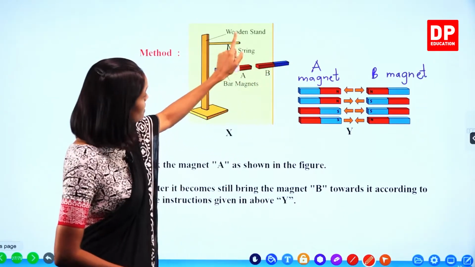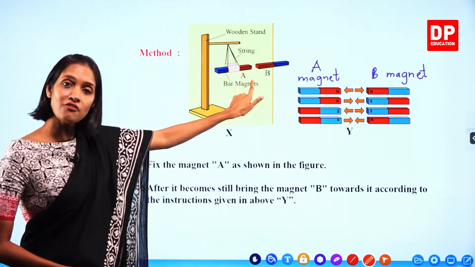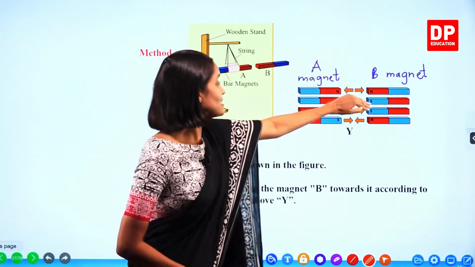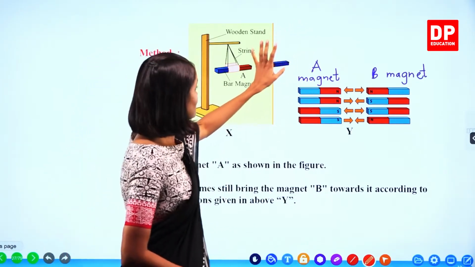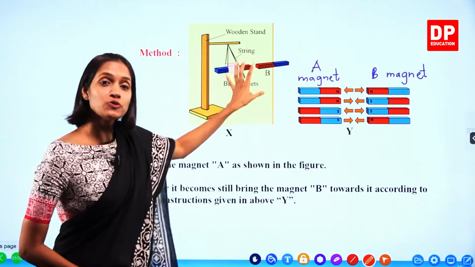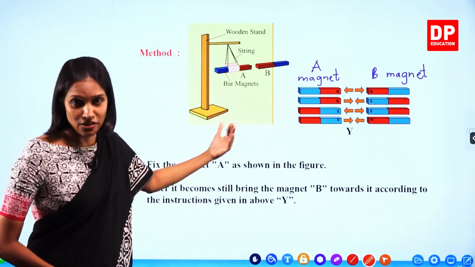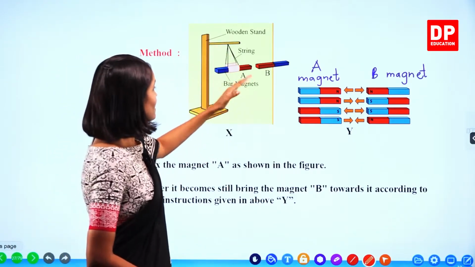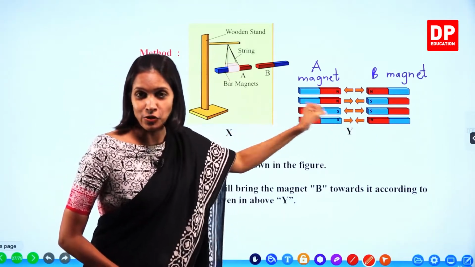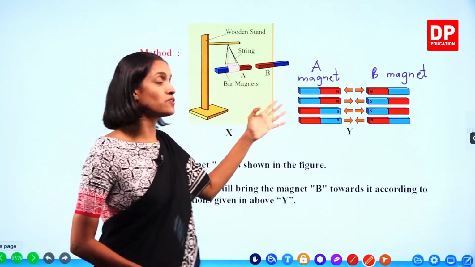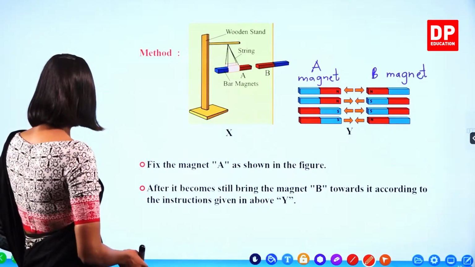What happens when we bring the south pole of the B magnet towards the north pole of A magnet? What happened, children? They attract towards each other, right? And then again, two blue sides or two south sides brought towards each other. What happened? Then again they repelled. Again, the opposite south and north poles brought together, they again attract towards each other. So this is what we observe when we do this activity, right? Let's write the observations.